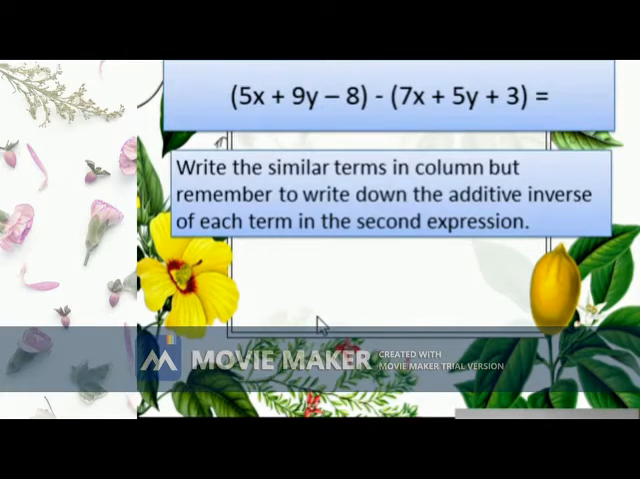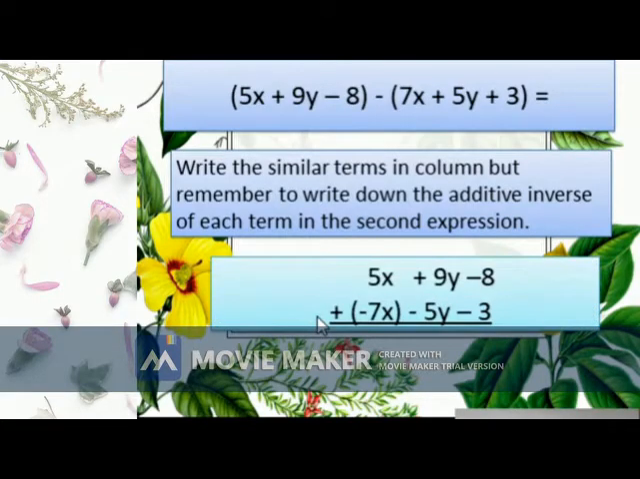We will write it first in the similar terms by a column. And I already wrote the additive inverse. So you can see, the positive 7 there becomes negative 7 on my solution. The positive 5y becomes negative 5y.